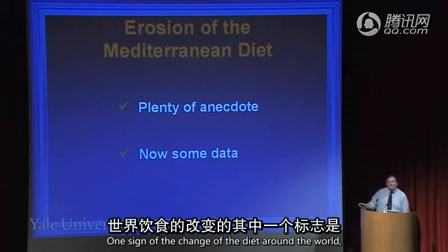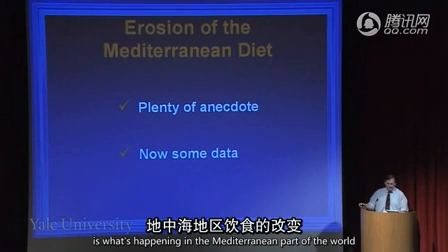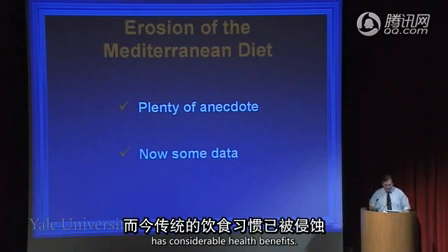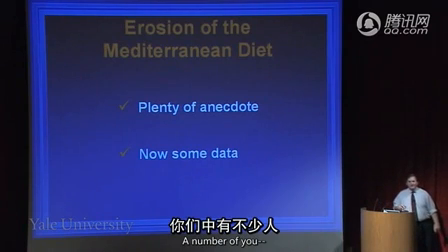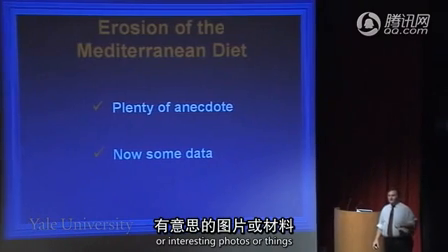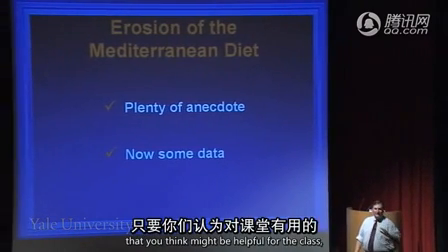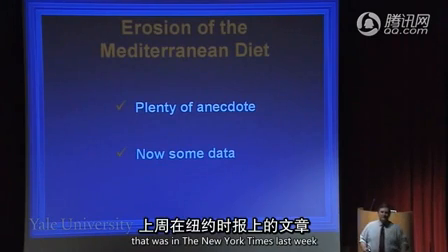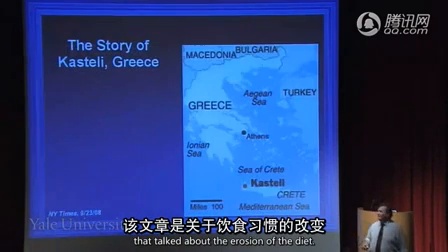One sign of the change of the diet around the world is what's happening in the Mediterranean part of the world and the erosion of that diet, which, as we explained before, has considerable health benefits. A number of you, by the way, when you see things in the press or interesting photos that you think might be helpful for the class, please send them to me. A number of you noted an article in the New York Times last week that talked about the erosion of the diet.